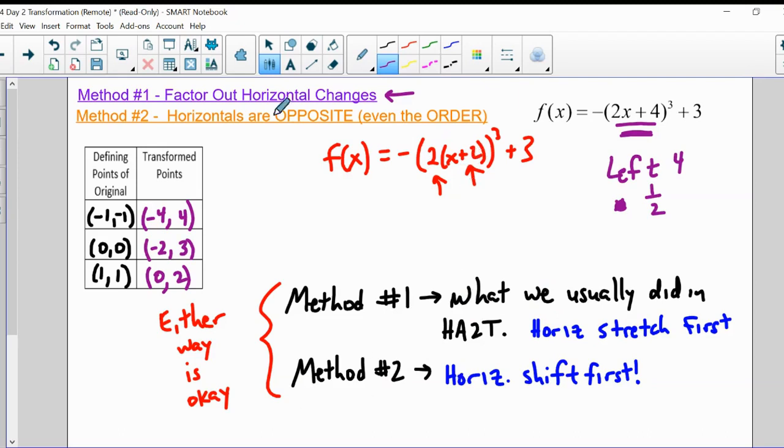Or you can do method 2, where horizontals go in the opposite order of everything. So basically, the +4 means left 4. The ×2 means divide by 2. But you would also go in opposite order of the way that we normally think about it. So you would do the shifting first, and then you would do the stretching or shrinking second.